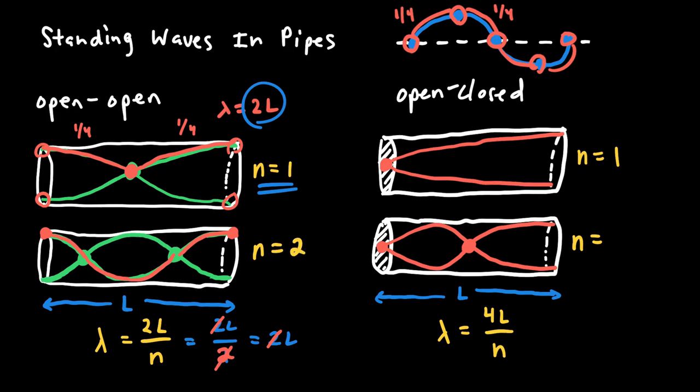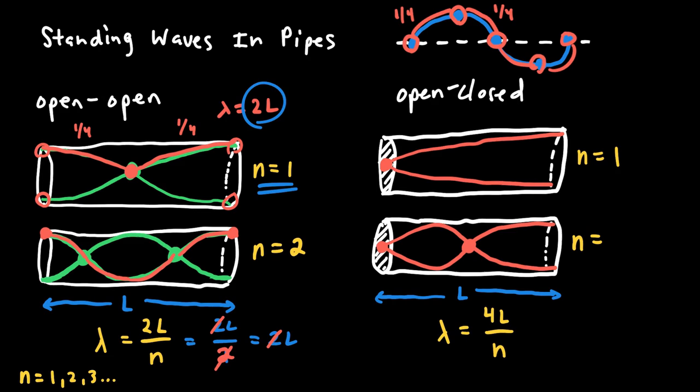And so what we learned about open pipes is that every single harmonic can fit inside the pipe. n equals 1, n equals 2, n equals 3, any integer value for n. The difference for an open-closed pipe is that if one of the ends is closed, then that means there has to be a node there.